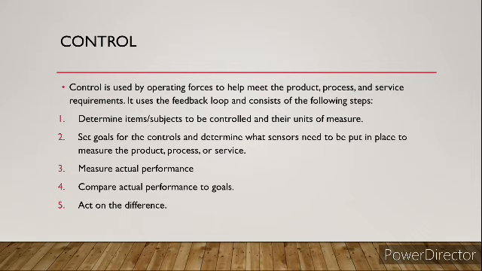Statistical process control is the primary technique for achieving control. The basic statistical process control tools are Pareto diagrams, cause and effect diagrams, check sheets, histograms, control charts, and scatter diagrams.